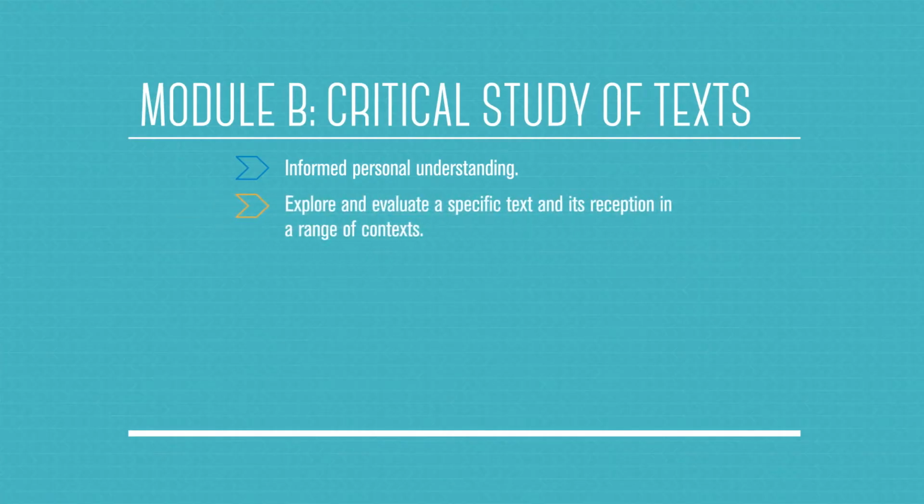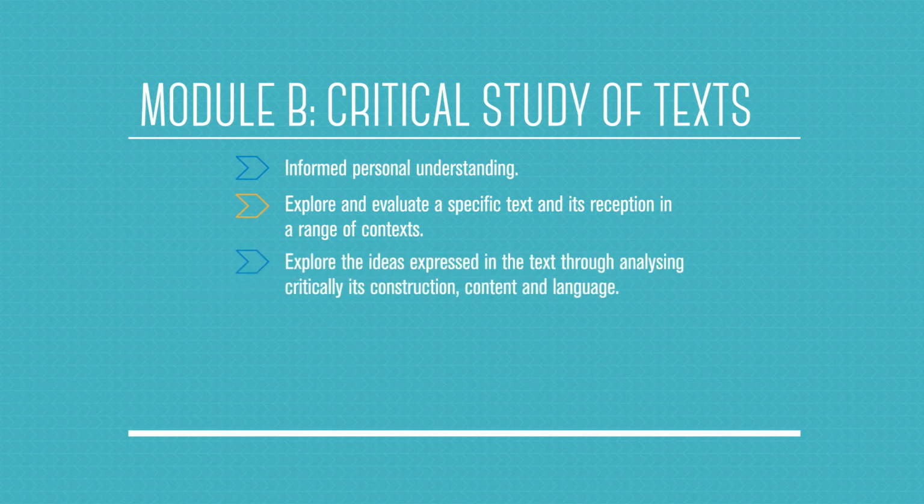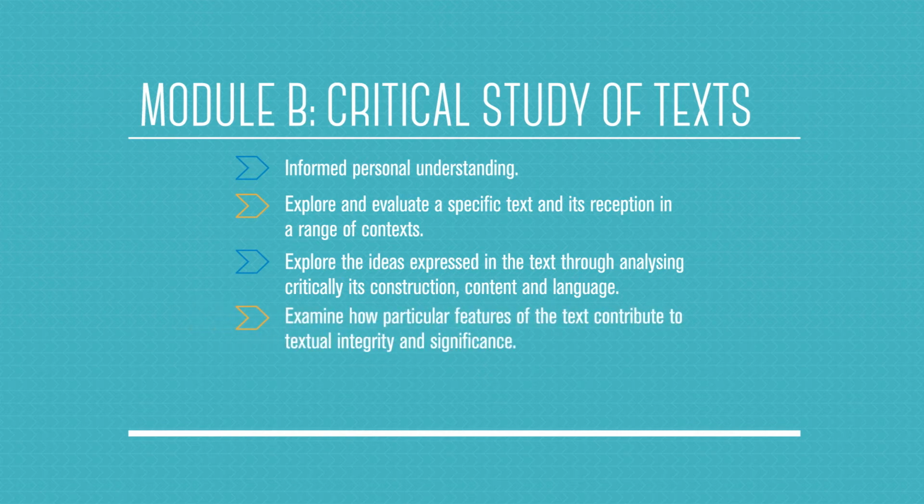You're going to explore and evaluate a specific text, such as, for example, Eliot or Hamlet, and its reception in a range of contexts. So how was it received when it was first written? And how do you receive it now? Explore the ideas expressed in the text. Thinking about, as I said earlier, construction, content, language. And ideas is the biggest driver in Module B, like what are the main ideas you take from the text and why? And whatever question we ask, it's always going to come back to ideas. And then you have to examine particular features of the text that contribute to textual integrity. And I'll go a little bit further into that in a moment because that's really important.